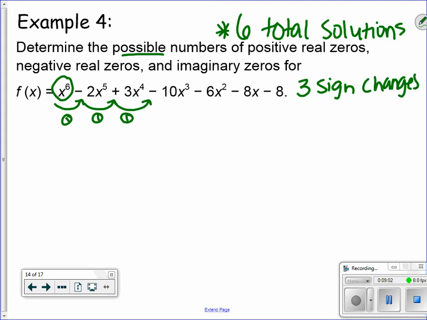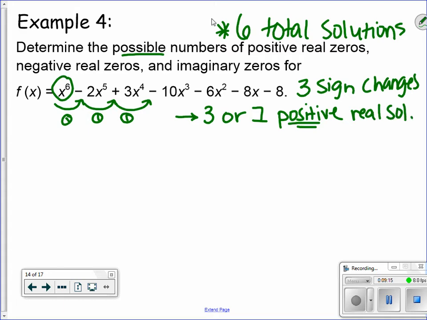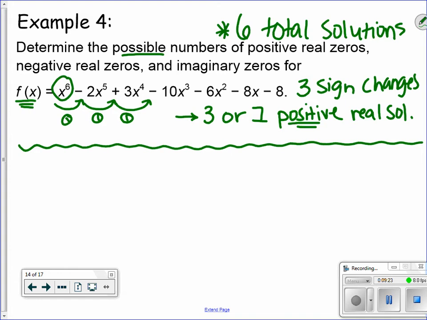So that means that there are either 3 or 1 positive real solutions. And the reason why it's positive is because it's f of x. So I'm going to draw a line here because we found that there's either 3 or 1 positive real solutions.